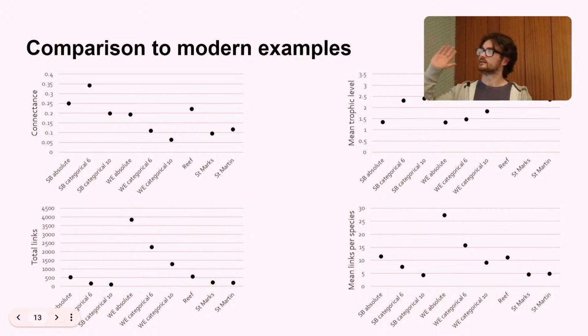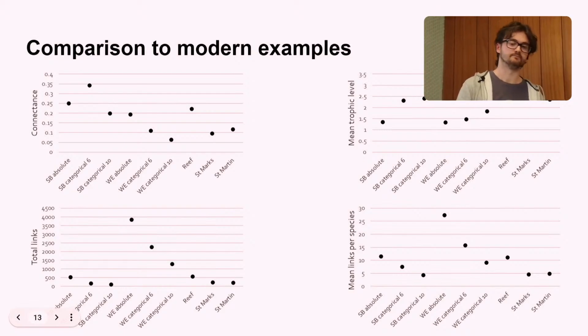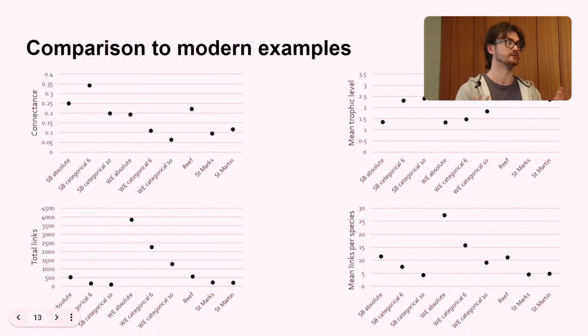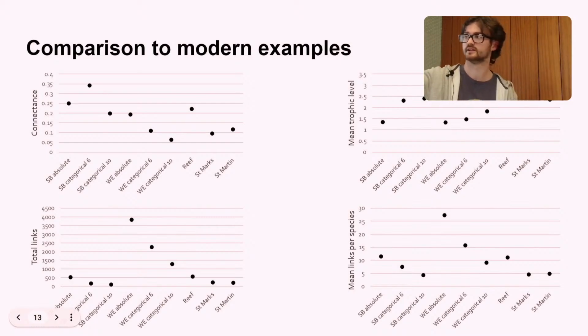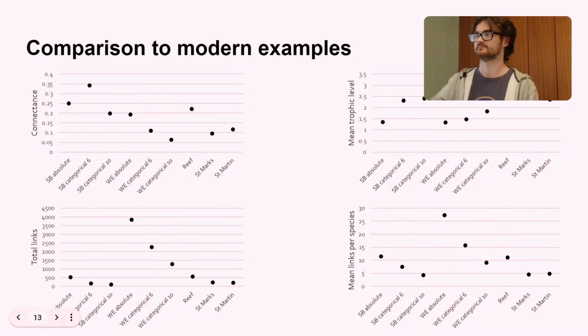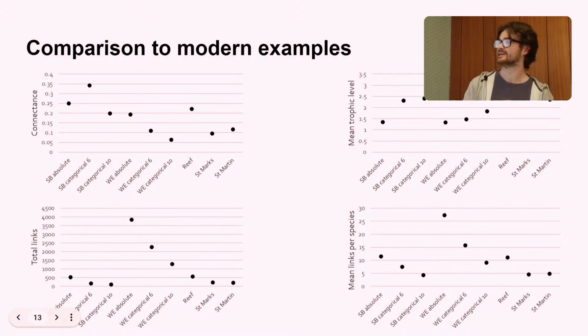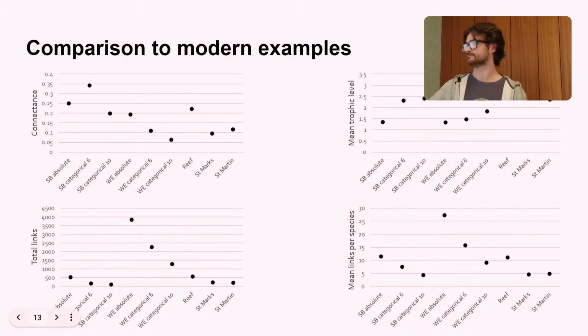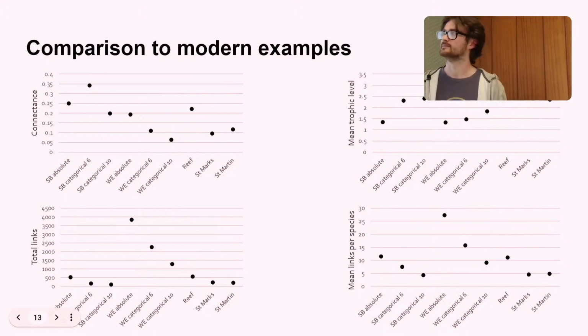So yeah. Then you've got mean trophic level. That's an indicator of firstly how many trophic levels there are in a web, and secondly where the organisms are distributed among those trophic levels. Then you've got total links, so that's just total links, that's pretty self-explanatory. And then mean links per species. So yeah, the average number of links that each species has within its web. So I'll just go through them a little bit.